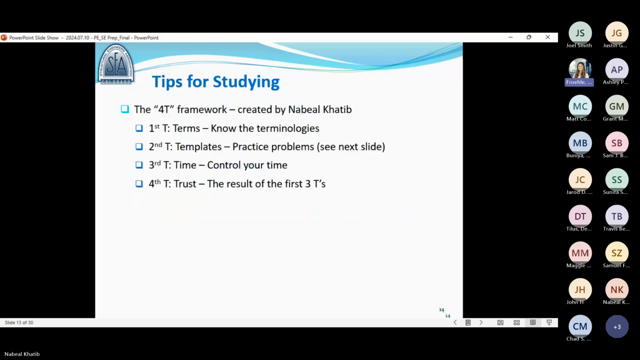Okay. Tips and tricks. We're going to start with something that I've created over the past 2.5 years. I've been dealing with the PE Civil structural exam for the CBT, the computer-based test. And I found a really cool framework that summarizes what you really need for this exam. It's called the 4T framework.